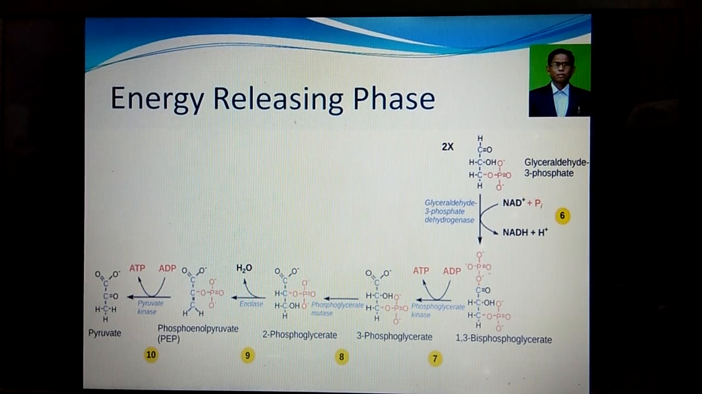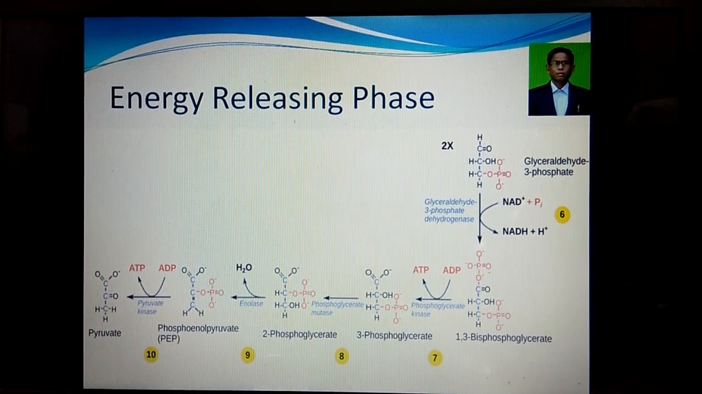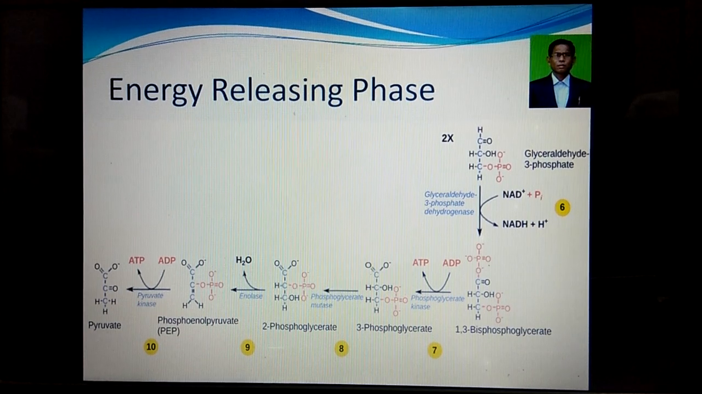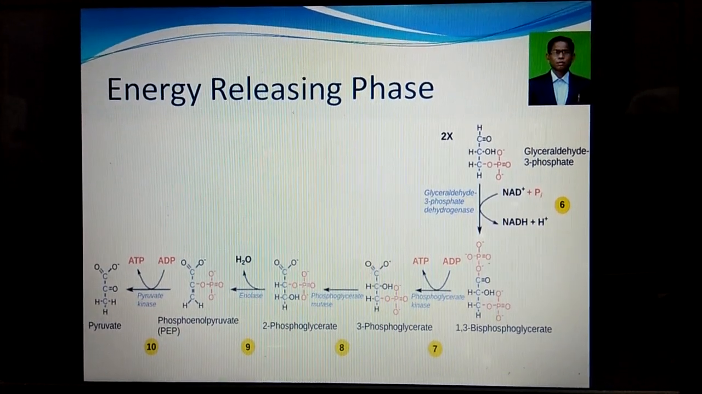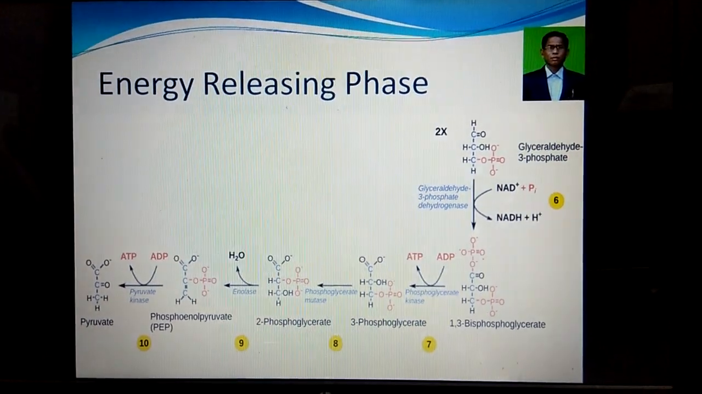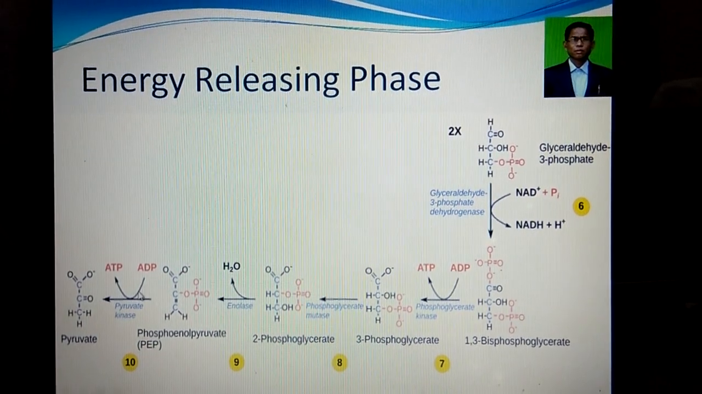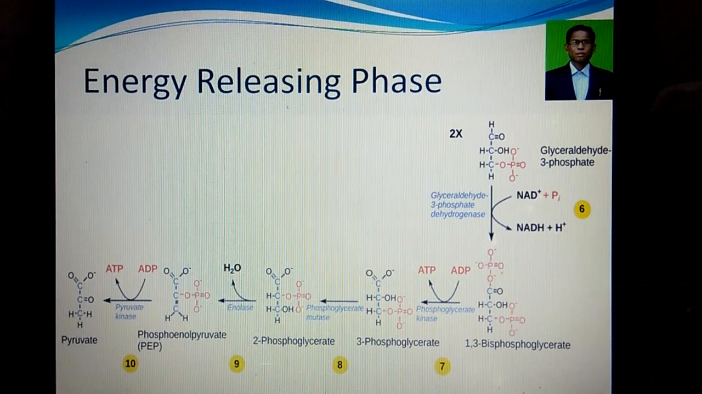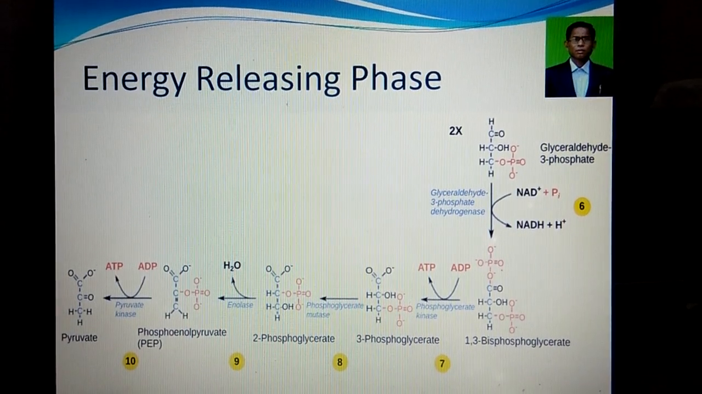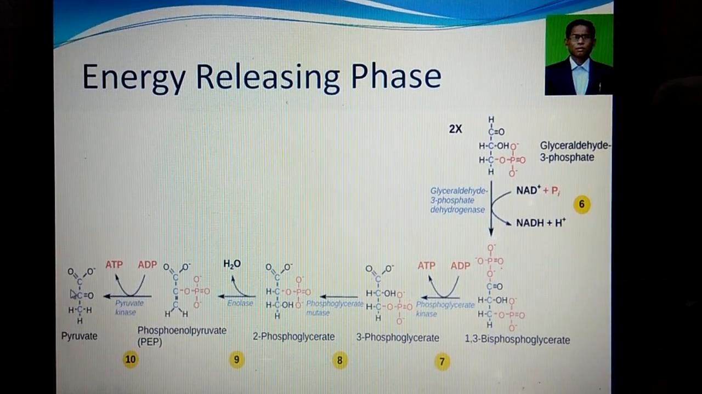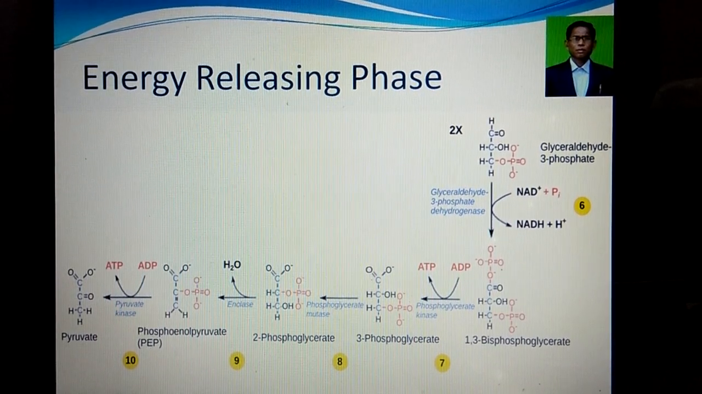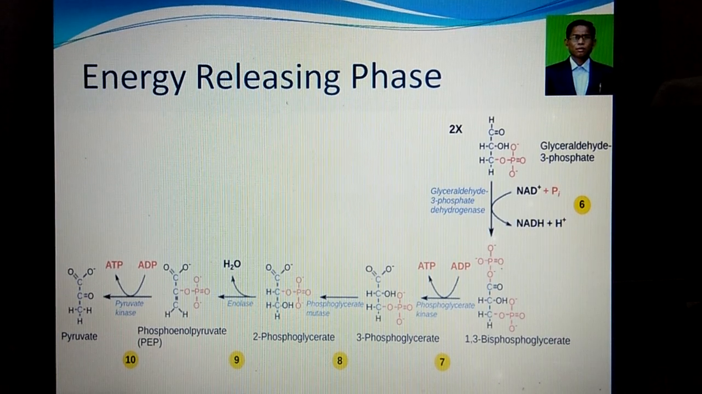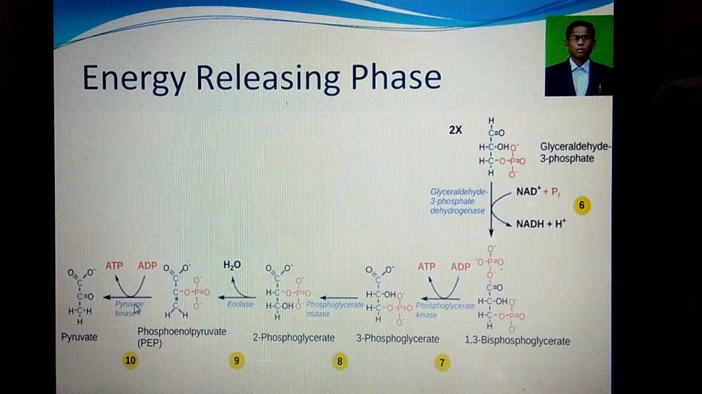In the last step of the energy releasing phase, or the last step of glycolysis, phosphoenolpyruvate readily donates its phosphate group to ADP, making a second molecule of ATP. As it loses its phosphate, PEP is converted into pyruvate, the end product of glycolysis. This reaction is catalyzed by the enzyme pyruvate kinase. This is about the process of glycolysis.